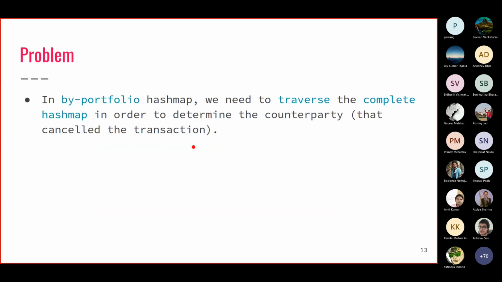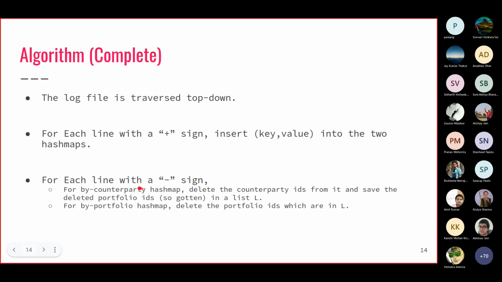So what could be the solution of this? Can anyone say? You can use the counterparty hash map to find the portfolios and check only those portfolios. Yeah, that is true. So whenever we traverse the counterparty hash map, we get the portfolio IDs and insert them in a list. Then when we delete from the portfolio hash map, we delete the portfolio IDs which are in the list. This could be the solution.